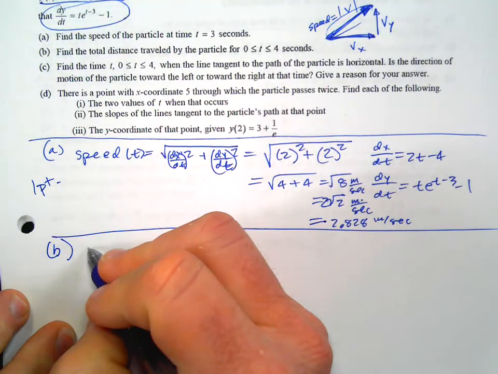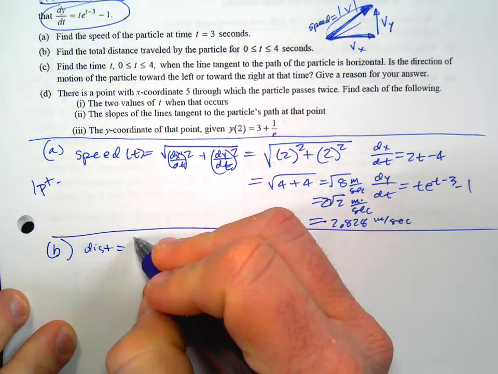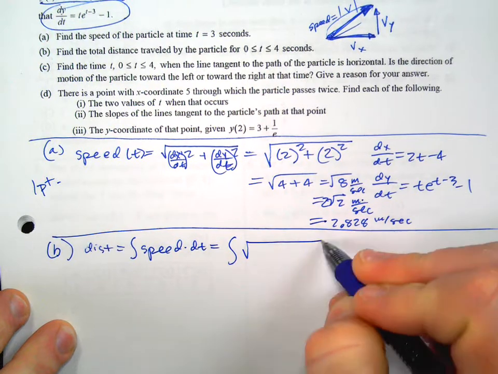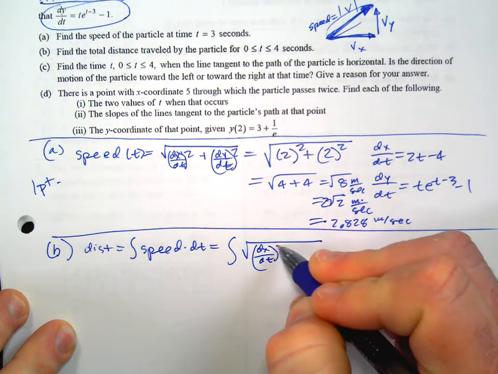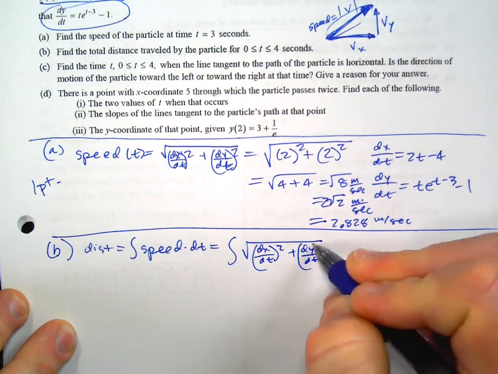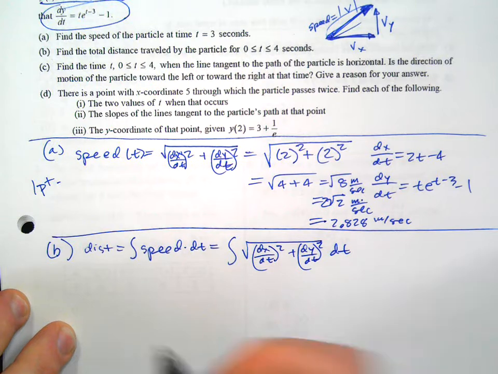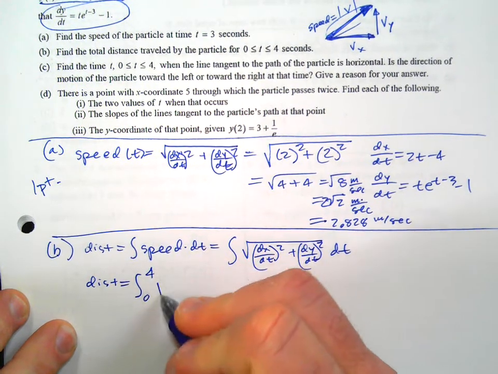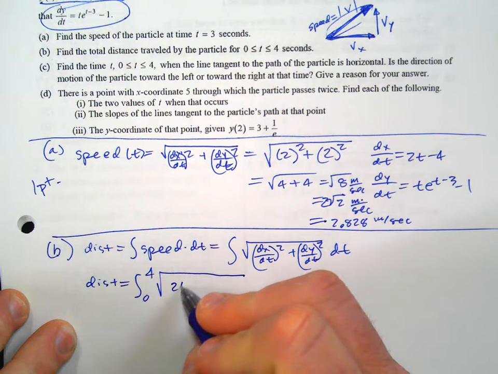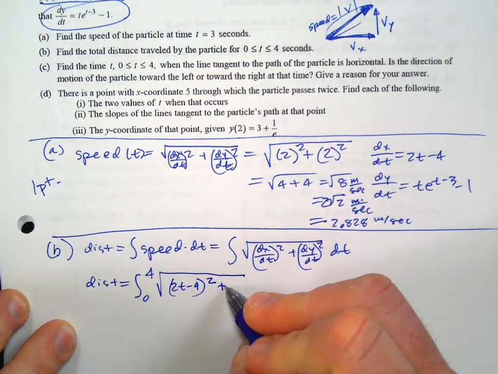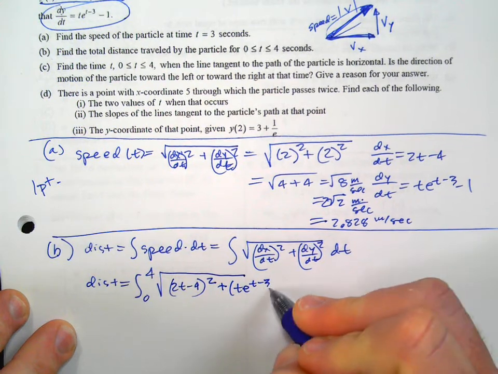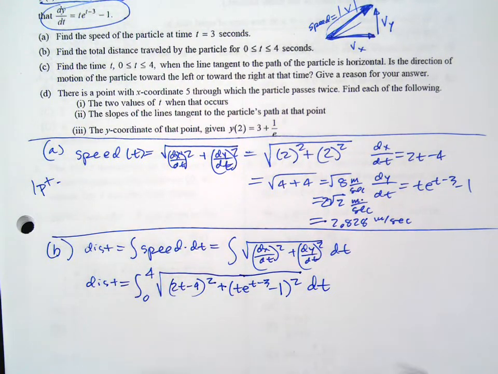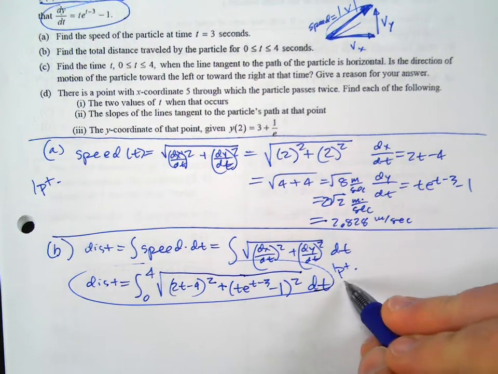B, find total distance. Now, distance is the integral of speed, just like it was with one-dimensional motion. And so it's the integral of the square root of dx/dt squared plus dy/dt squared dt. For us, distance is going to equal, from time 0 to time 4, the integral of the square root of (2t minus 4) squared plus (t e to the t minus 3, minus 1) squared dt. Show the setup, put the dt, put the limits. This is worth 1 point for doing that.